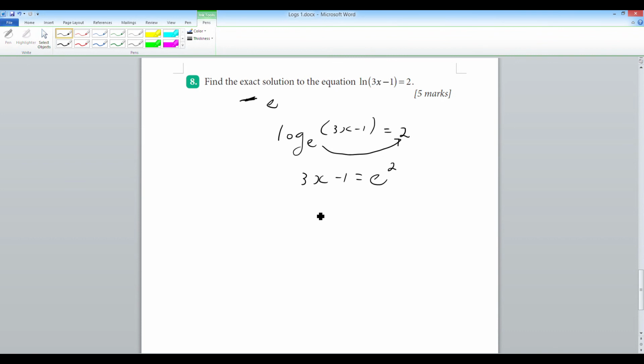Now I'm going to make x the subject. So 3x is equal to e squared plus 1. Then I'm going to divide by 3 on both sides, so x is equal to e squared plus 1 over 3. As for the exact solution, I'm going to leave my answer like this.